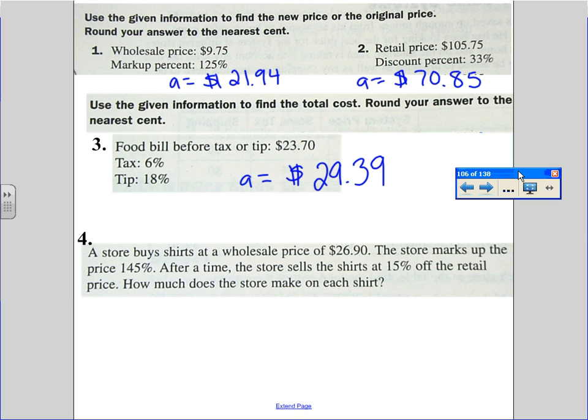And then the last one, I took this from a difficult worksheet from your book. Be careful because I actually made a mistake the first time I read this because I did not read carefully. You need to find how much the store makes on each shirt. So not what the new price is, but how much does the store make? So I know after I did that, I'm like, that doesn't look right. I had to read it again, so just be careful.